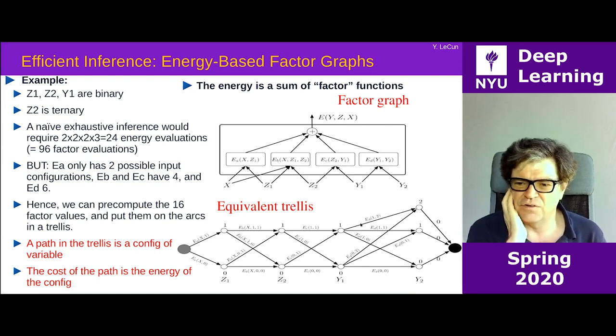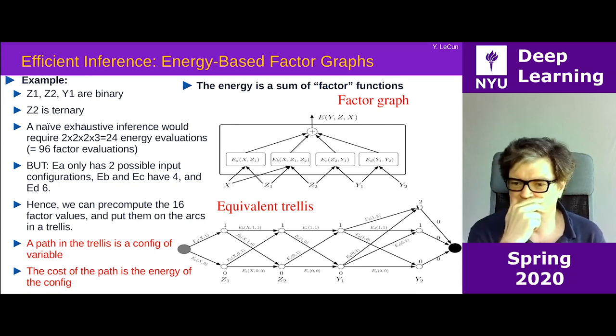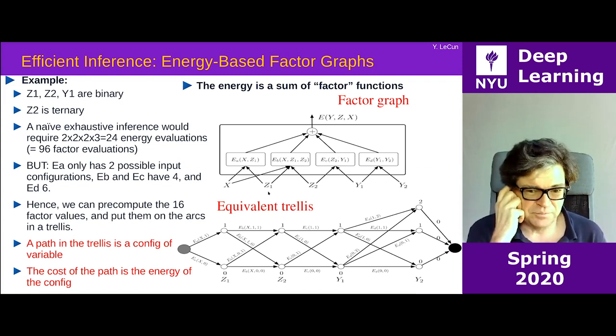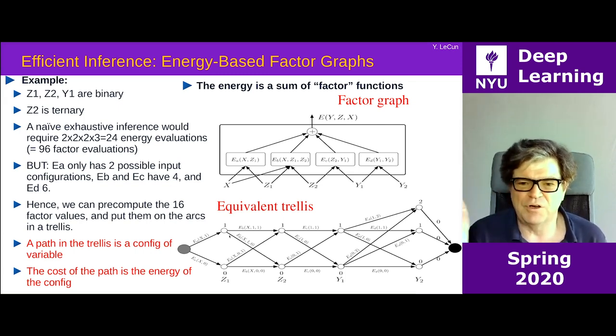Each arc is annotated by the energy term, the value of the energy that corresponds to this configuration. So for example, this arc here is this energy, and that's the value of this energy term for Y1 equals 1 and Y2 equals 2. Each of these arcs is a value of this energy term, each of these arcs is a value of that energy term, etc. And now finding the lowest energy configuration of Z1, Z2, Y1, Y2 simply consists in finding the shortest path in this graph. Okay?